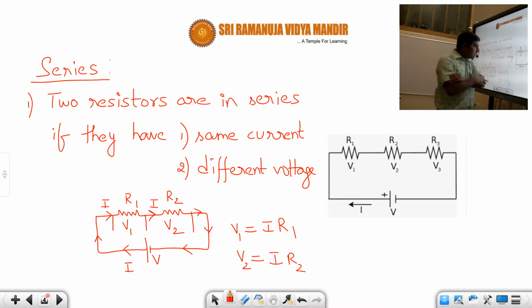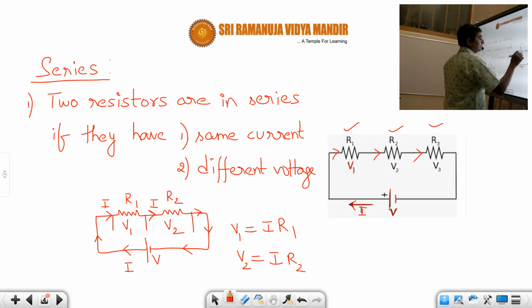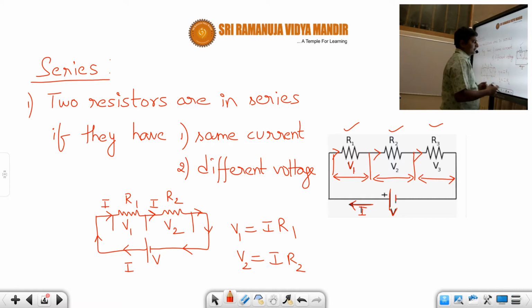If it is a case of three resistors also, it is the same, students: R1, R2, R3 connected to some cell of voltage V. Now how much current is flowing, students? I. So the same I will be flowing in R1, R2 and R3. So these three are in series, but the voltage across R1 is V1, across R2 is V2, and across R3 is V3, and they are different. Okay, students, so that is called series connection. Two resistors are in series if they have the same current and different voltage. Two or more than two resistors also, students.